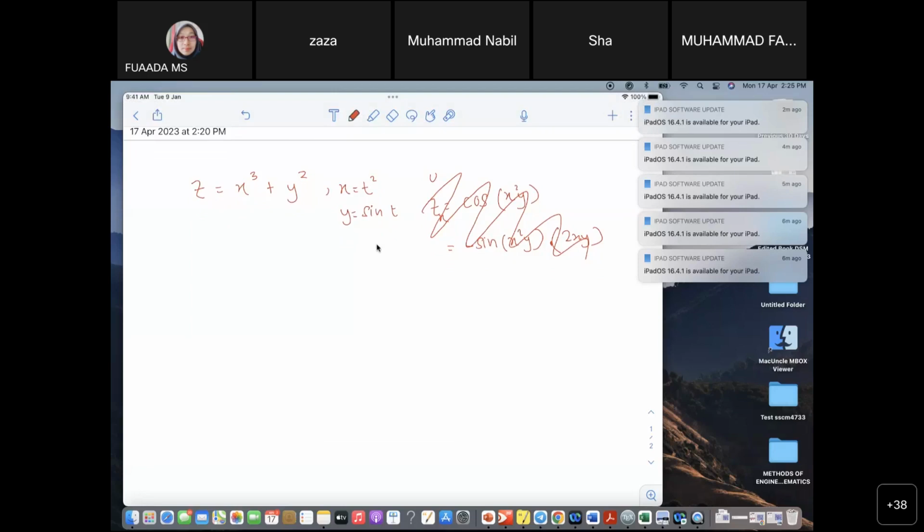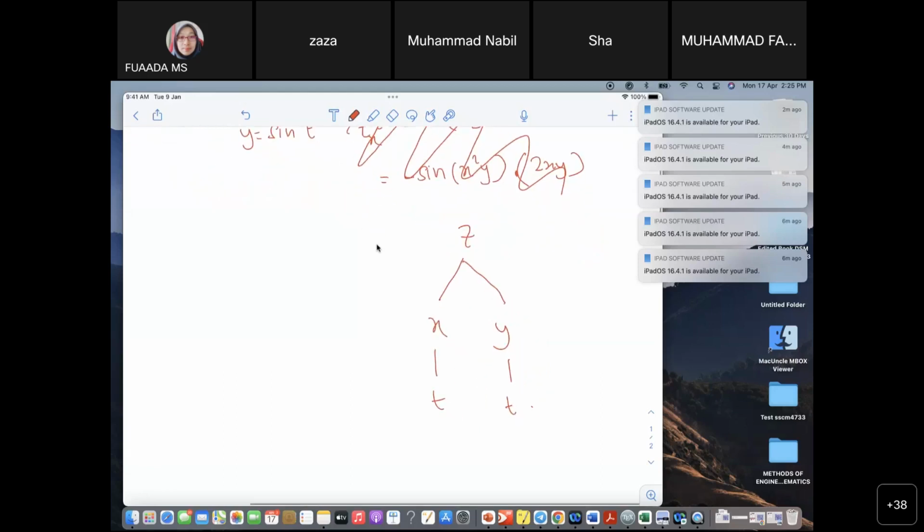Yes, thank you. So z is the first layer, z. And then under the z, there are x and y. And under x and y, there is t. So this is the chain. So from this chain, you can have the rule, which is the formula.